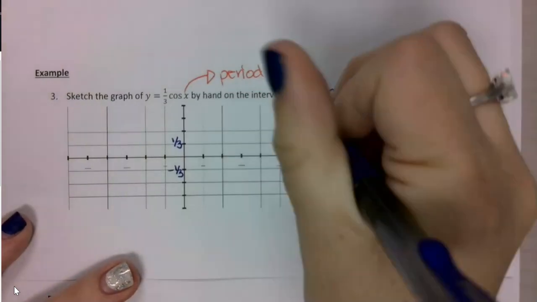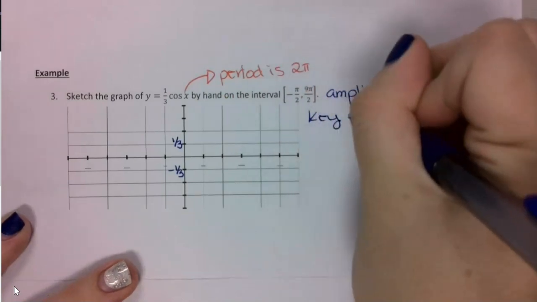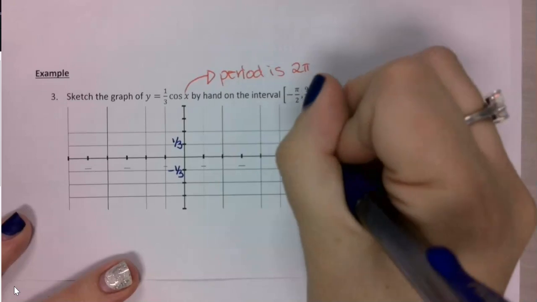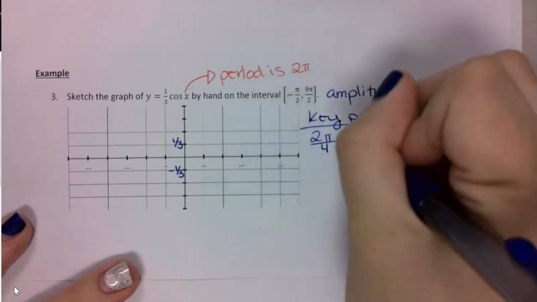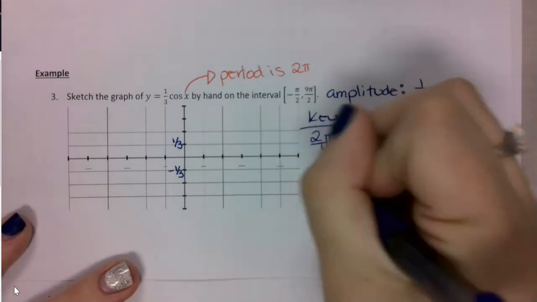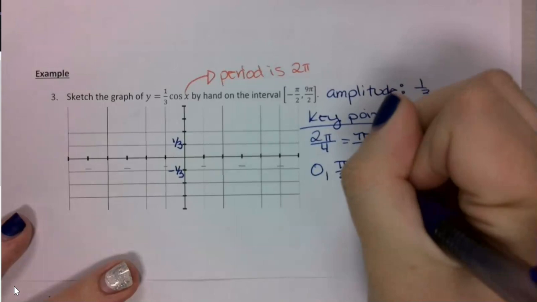So then to find my key points, I'm going to take the 2 pi. Yep, so these ones are going to be the same points we've been using. I start off at 0. Yes, there's only 6 problems.